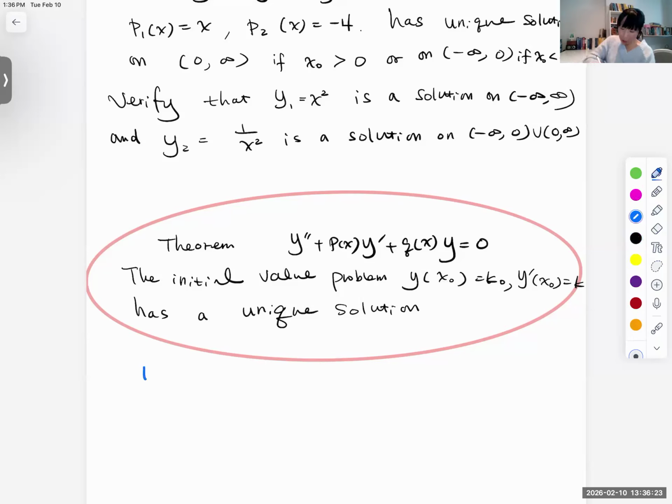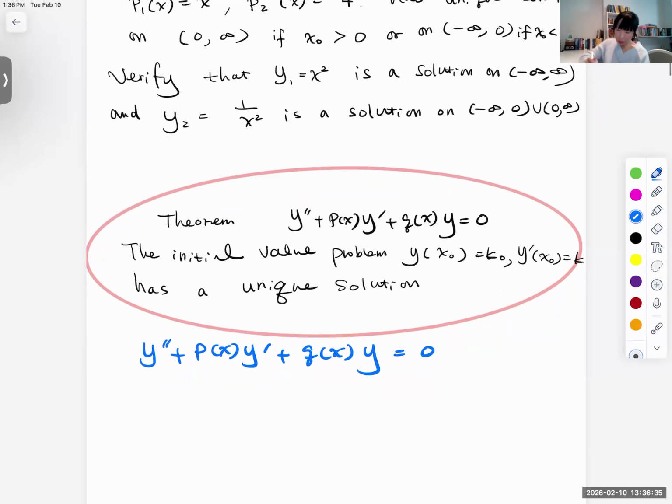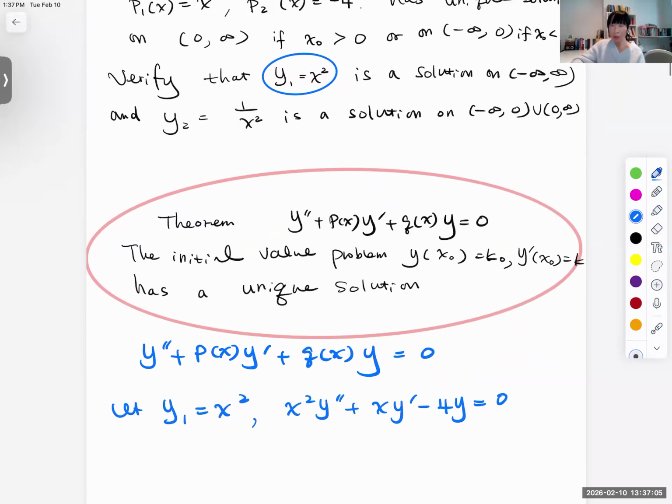So we have y second prime plus p of x, y prime plus q of x, y equals 0, right? Then let y sub 1 be the given x squared, so y sub 1 equals x squared. The original equation is x squared y second prime plus x y prime minus 4y equals 0, right?